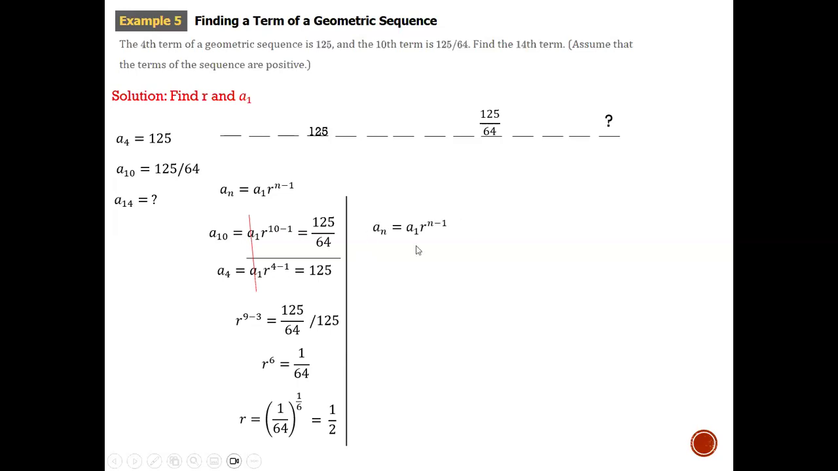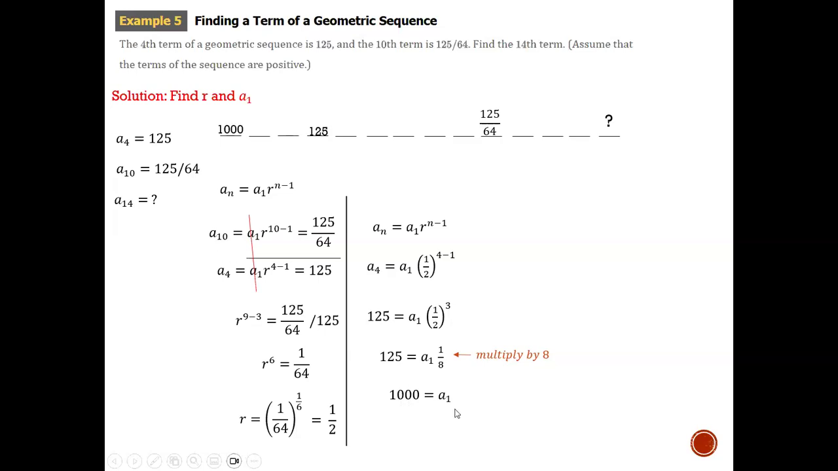So again, going back to our formula, let me plug in what I can. I now know r, 1/2. I have a sub 4 value, so I'm going to plug that in. So n is 4. A sub 4 was 125, so I'm using that number. So 125 equals a sub 1 times 1/2 to the 3rd. 1/2 to the 3rd is 1/8. Now I'm trying to get the value for a sub 1, so I need to get rid of 1 over 8. So we multiply by 8 on both sides, multiply by the reciprocal here. So a sub 1 is 125 times 8, which is 1,000.